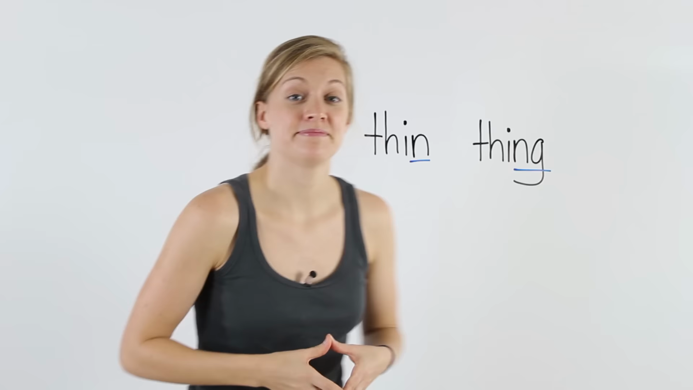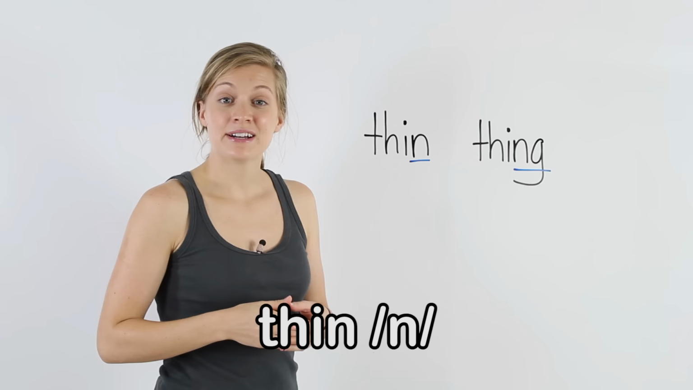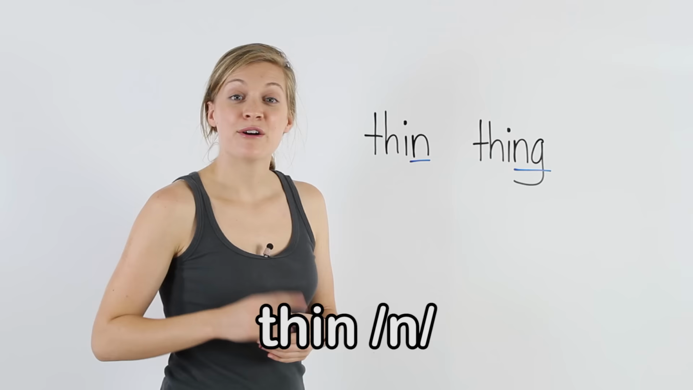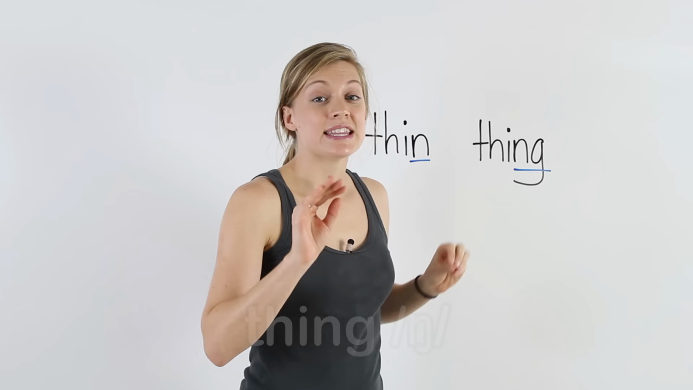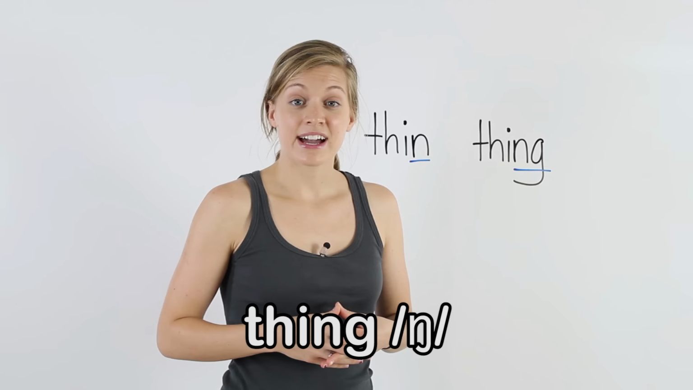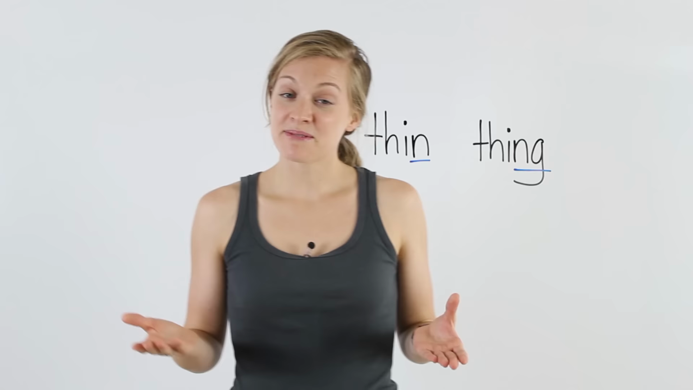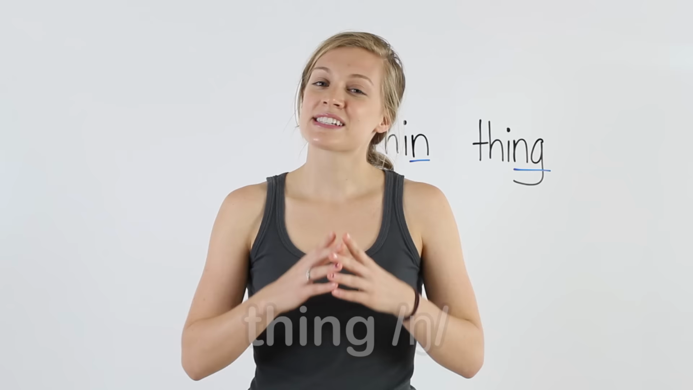We have thin. You'll probably notice that my tongue is touching the top of my back teeth. Thin. Try with me. Thin. One more time. Thin. This is very different from the NG sound. Let's look at thing. This time you'll notice that my tongue is down. Thing. Let's try together. Thing. One more time. Thing. Now let's compare. Thin. Thing. Thin. Thing. Let's keep practicing with some minimal pairs.